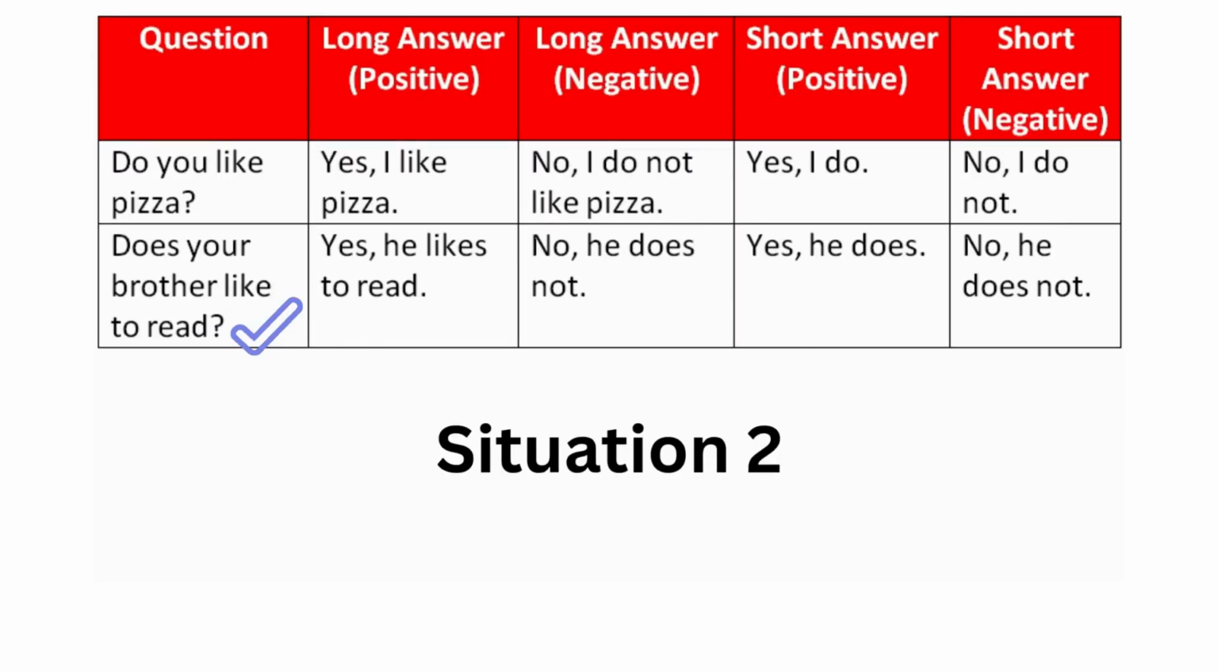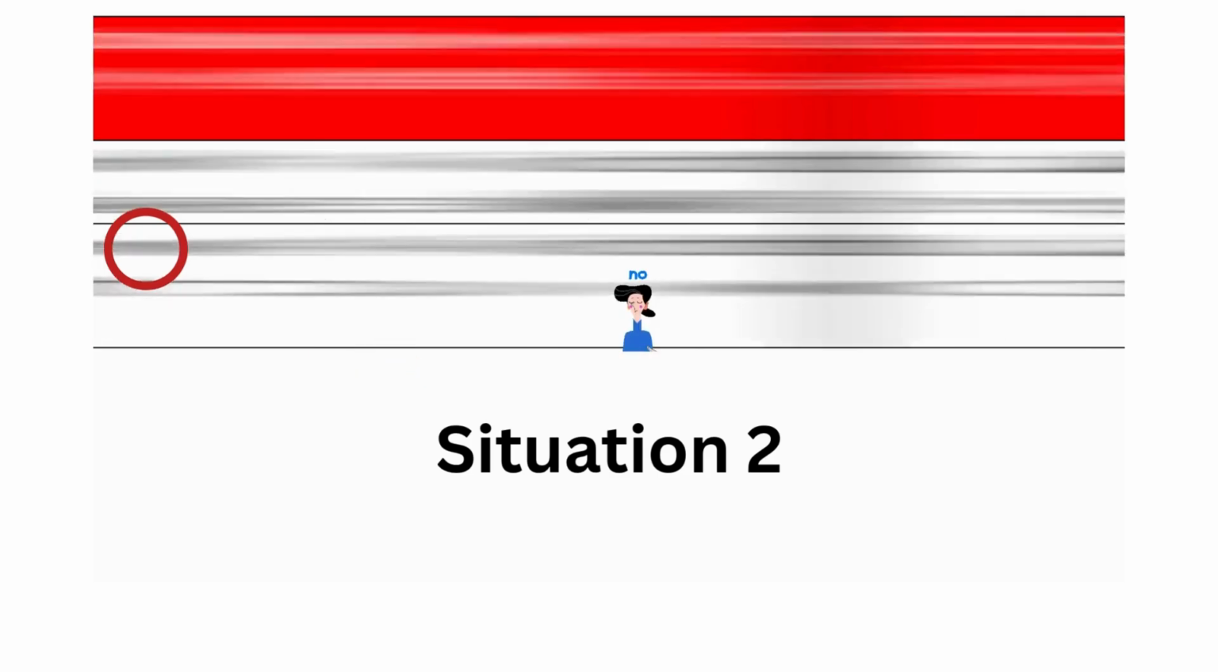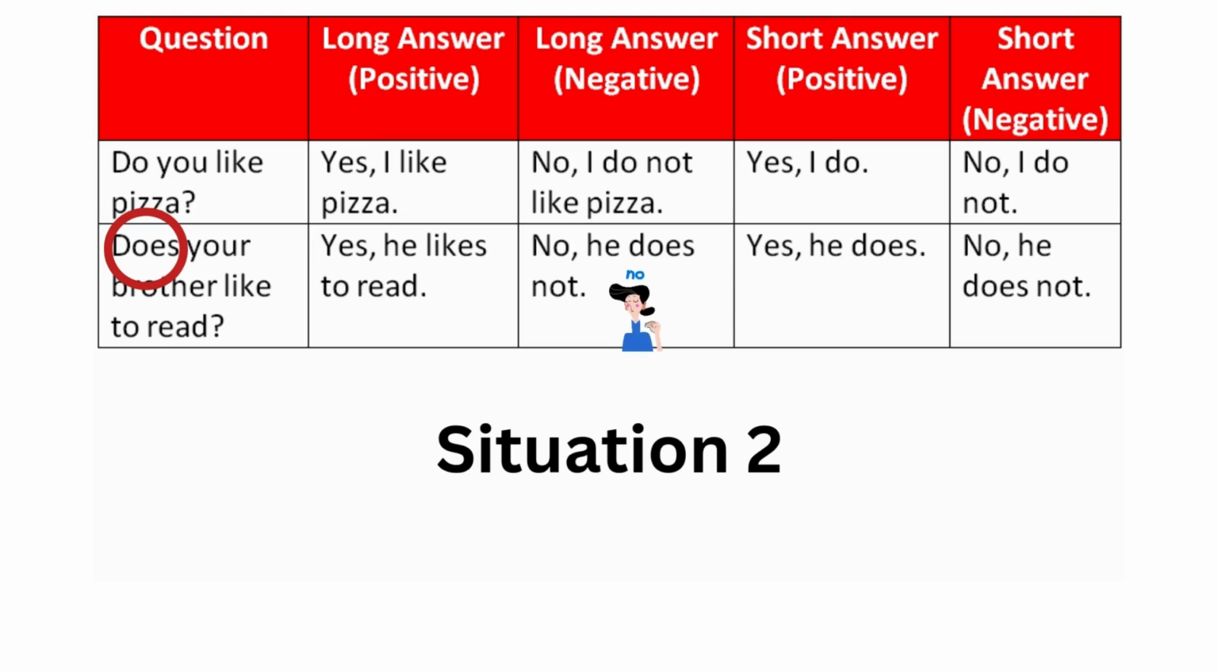Asking about someone else. Now imagine your friend is asking about your brother. Does your brother like to read? Now keep in mind this first word does, because the short answer depends on this first word does. If your brother likes to read, you might say yes, he likes to read. If he does not like to read, you would say no, he does not like to read. But the short answers are the same.